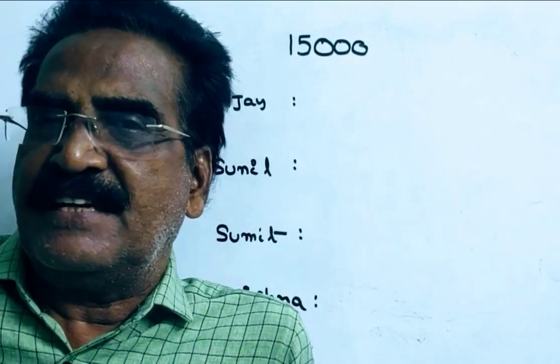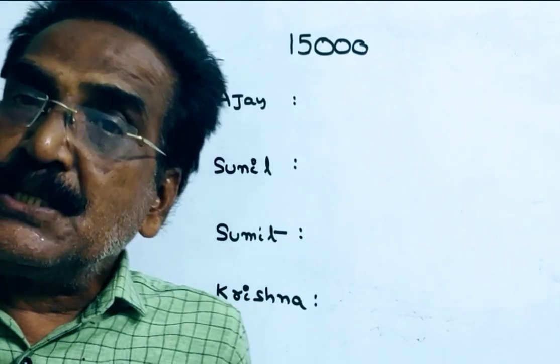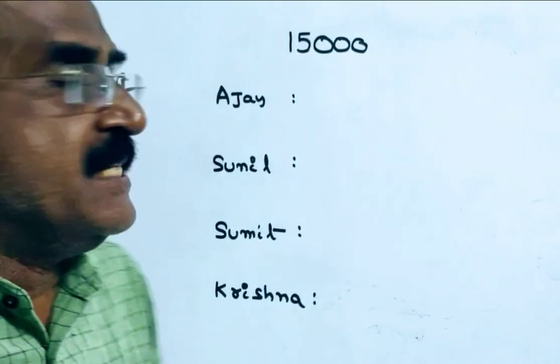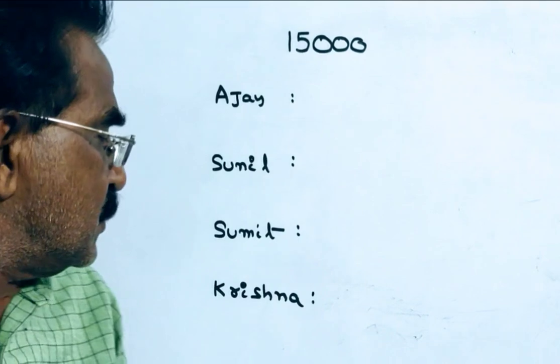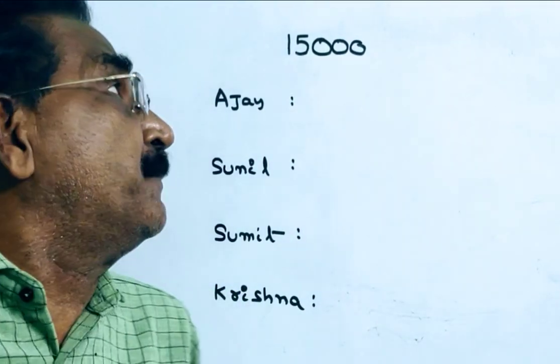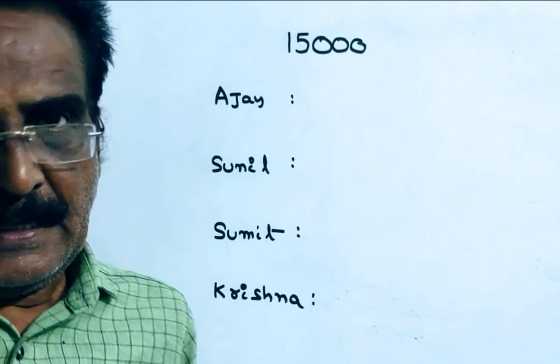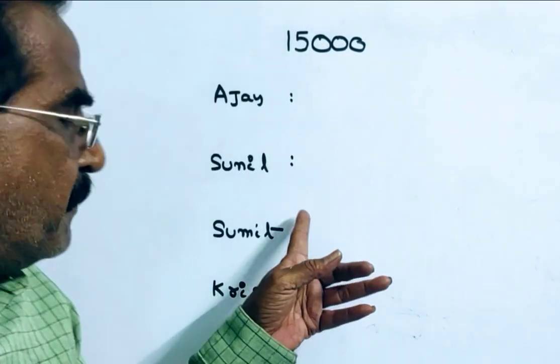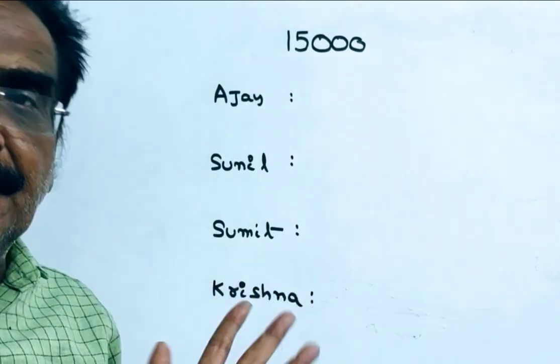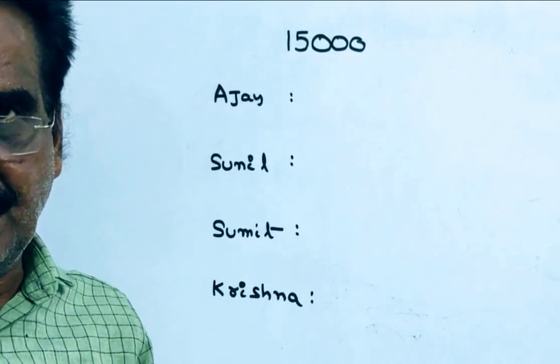Friends, the problem is given in the description box. Please go through the problem first. Here four friends Ajay, Sunil, Sumit and Krishna together rent a house for rupees 15,000. Here Sumit and Krishna decided to contribute 10,000 jointly.